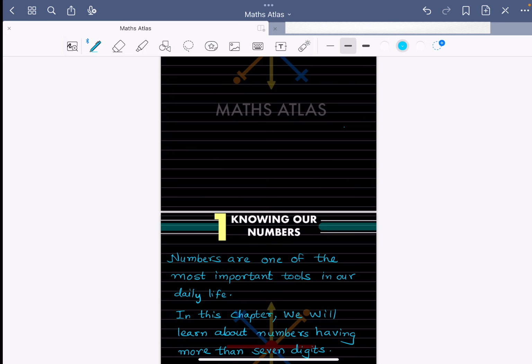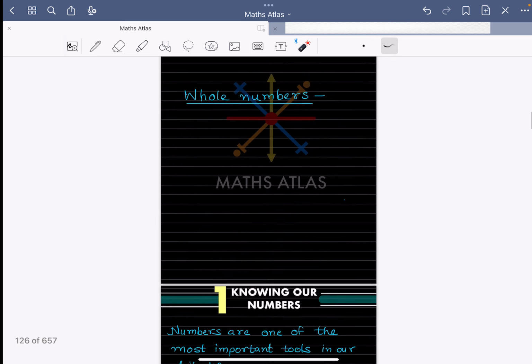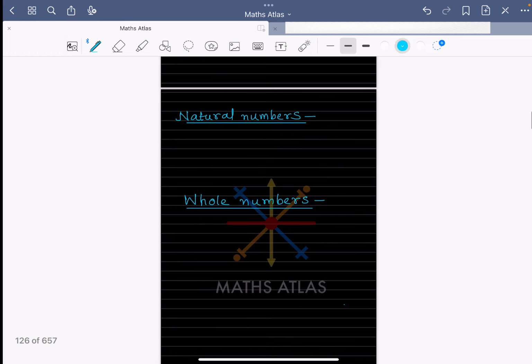So the first topic is knowing our numbers. Numbers are actually one of the important tools in our daily life. There are many kinds of numbers, like prime numbers, composite numbers, natural numbers, whole numbers, and so on. Let us look at two important ones, which are always a confusion: the natural numbers and the whole numbers.